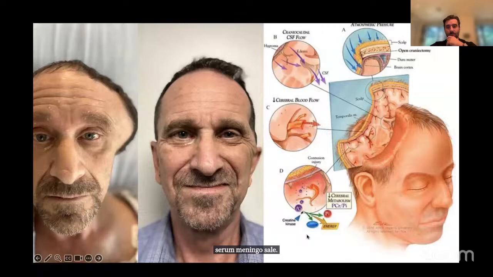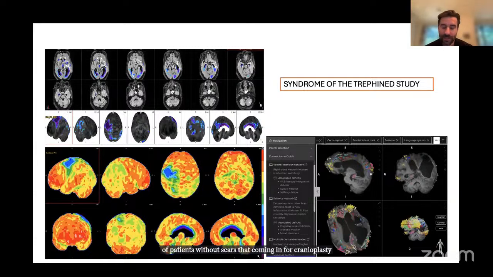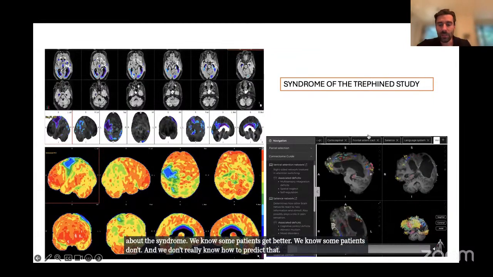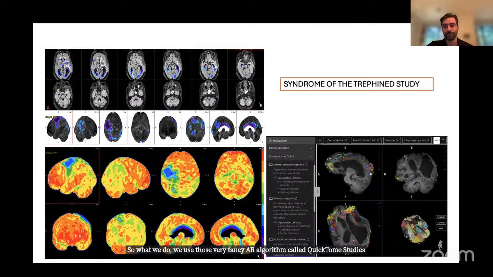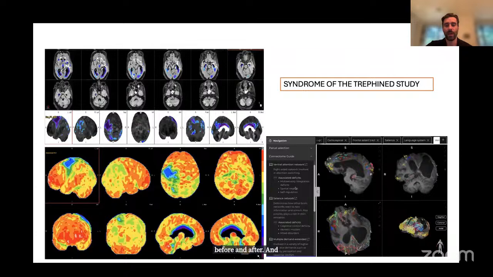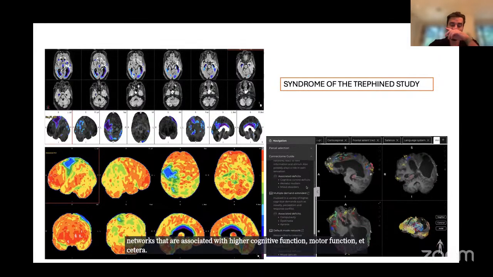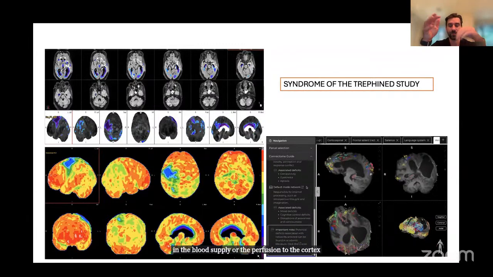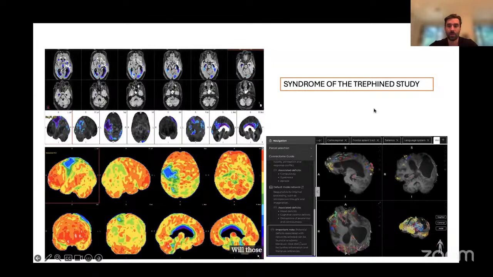And what I first started to do coming here is a really thorough investigation of patients without skulls coming in for cranioplasty to understand a little bit more about the syndrome. We know some patients get better, we know some patients don't, and we don't really know how to predict that. So we use very fancy AI algorithm called QuickTome studies, and we do an MRI before and after. And we're looking also at perfusion and at different networks that are associated with higher cognitive function, motor function, etc. And we're trying to understand, is there any change in the blood supply or the perfusion to the cortex that can manifest with perfusion changes to the network that can manifest in any meaningful changes to predict, will those patients get better or worse after cranioplasty?